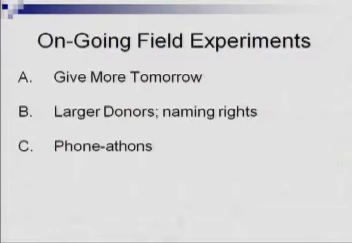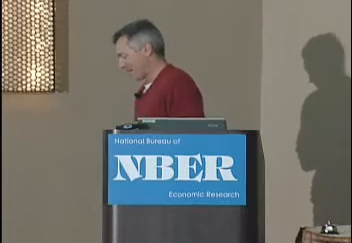Ongoing field experiments, the only thing I want to talk about here is that a lot of this game is larger donors. But it's very difficult to experiment with larger donors. Why? Because the fundraisers won't let me near big donors, okay? I've just happened to convince a few of them now. A few universities are allowing me to name some classrooms and to run experiments on naming classrooms. So that's the naming rights.